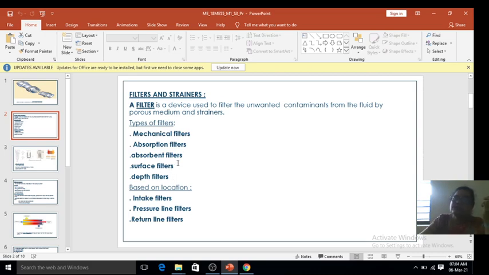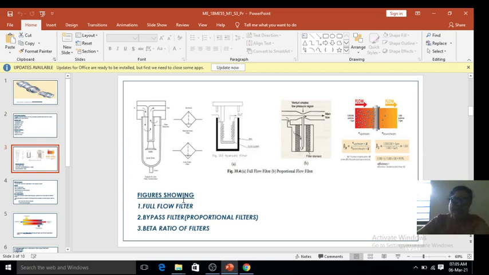The surface filters are those where a thin surface like cloth or other material is used to remove the unwanted material. You can observe here that this is a full flow filter. These are the symbols for this one, and bypass filters, which are also called proportional filters or beta ratio filters. So this you can observe here.